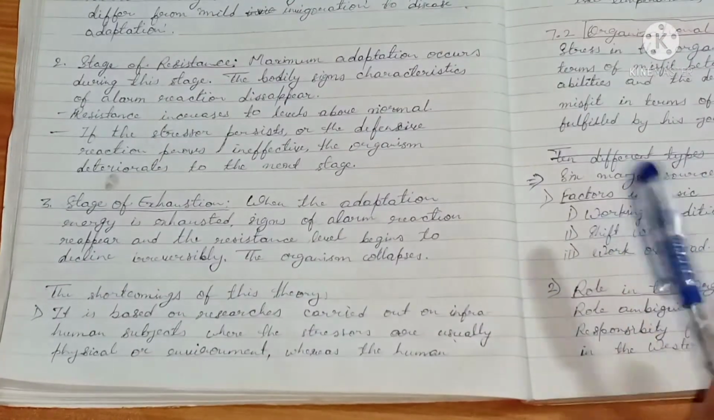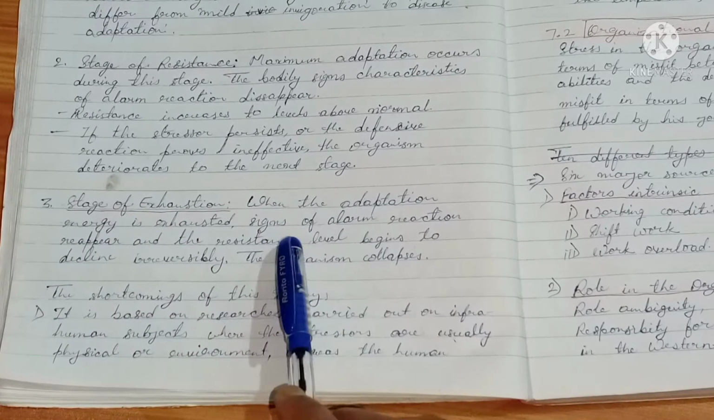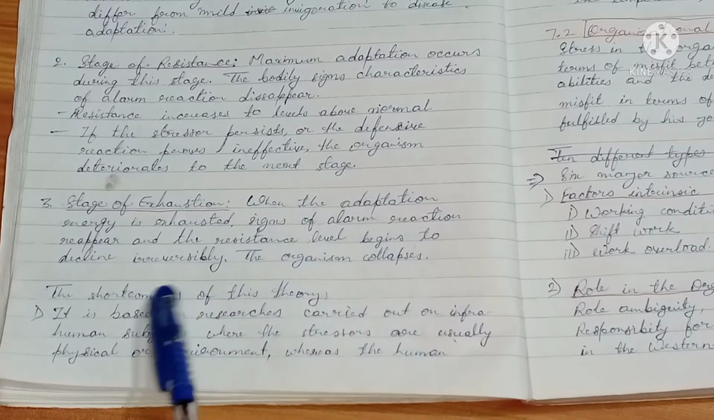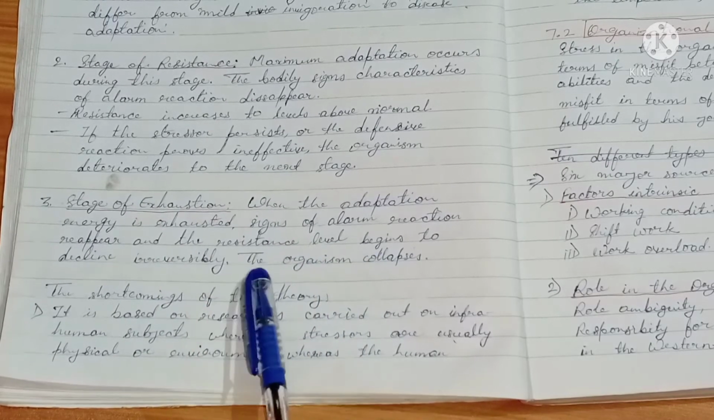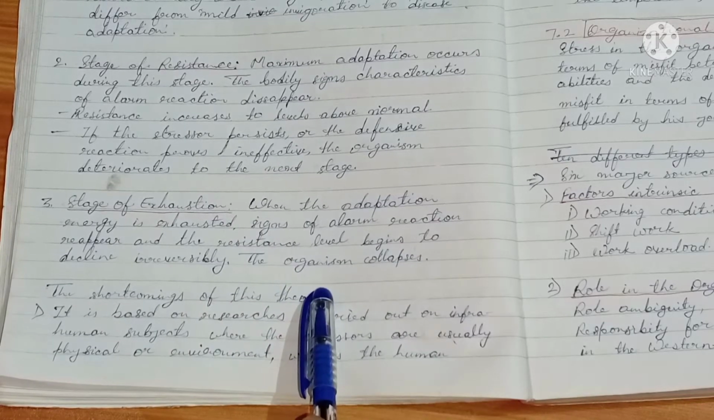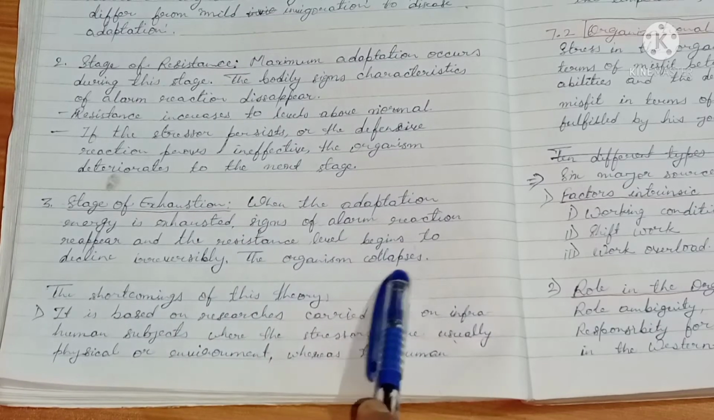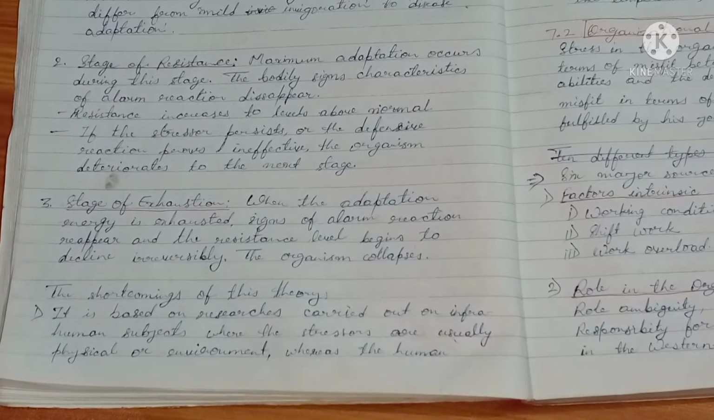Okay, so that's what is written here. You can see when the adaptation energy is exhausted, signs of alarm reaction reappear and the resistance level begins to decline irreversibly. Resistance level begins to decline irreversibly means that once the resistance level declines, it cannot go back to its highest resistance level. And then the organism collapses. So this was a model for the stress phenomenon.